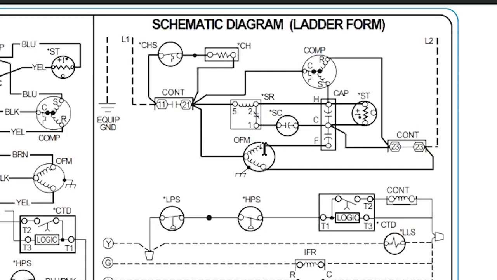We've got our common terminal here. We've got our fan, which is our start winding going to our capacitor, and then we have our run winding going over here connecting to L2. And you'll notice that here our fan is connecting to one side of this solid bar on our contactor here, and then our compressor is connected to the other side. It doesn't matter because when you have that solid bar on a single pole contactor, both sides are exactly the same.